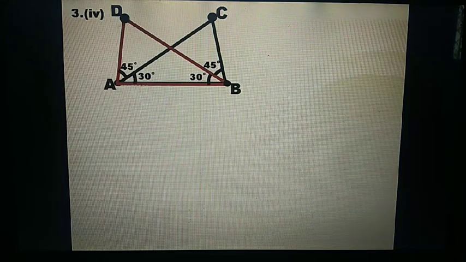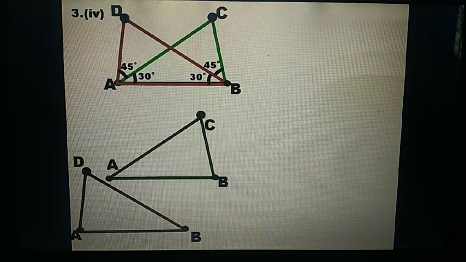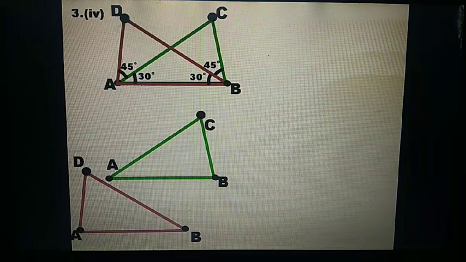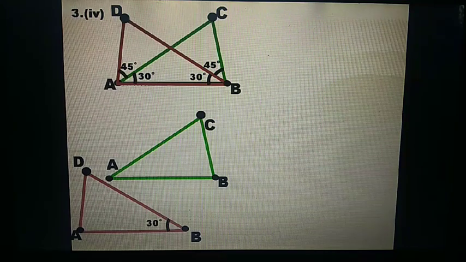Let's suppose the first triangle I am shading here is ABD, and the second triangle I am shading here with green color is ABC. To make it more clear, we can draw them separately with the same information whatever is given to you in the figure. Now in the figure you can see in the first one, in the red triangle, the two angles given to you are 30 is clear at angle B, but at angle A there are two angles.